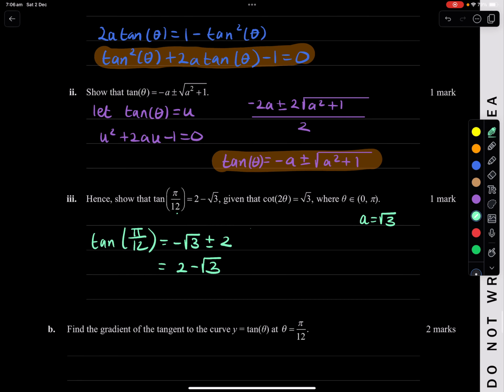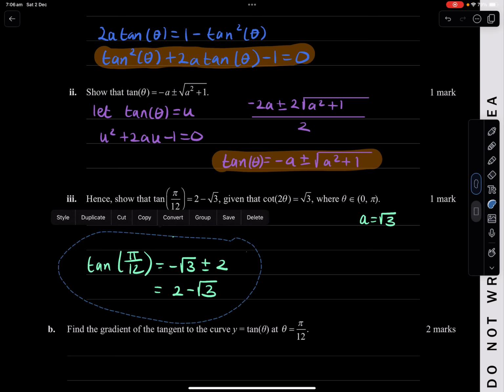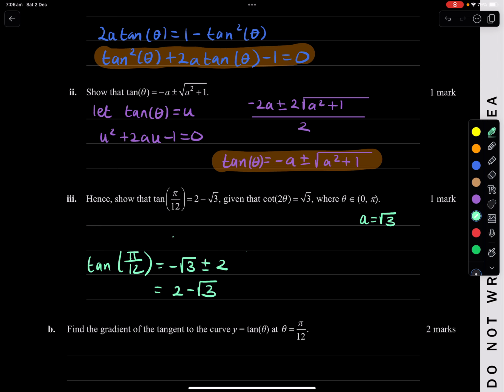Because it's 1 mark, we do want to show that. I don't think this is quite enough to show in an exam that you do understand. So what we would normally do is write that tan pi over 12 is equal to negative a. So you might write negative root 3 plus or minus the square root of root 3 squared plus 1. So you want to show that whole thing over here.